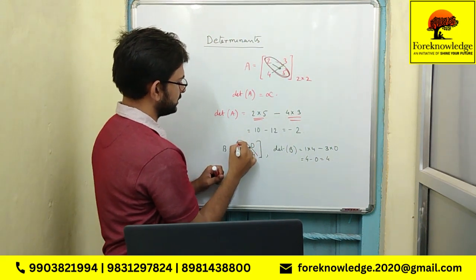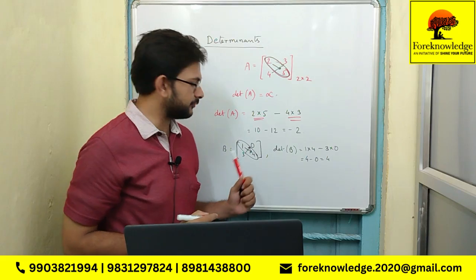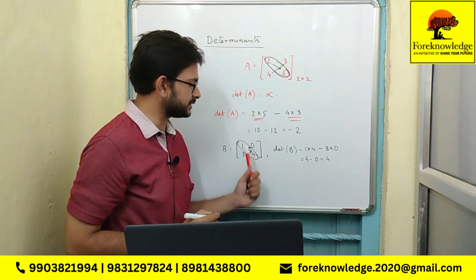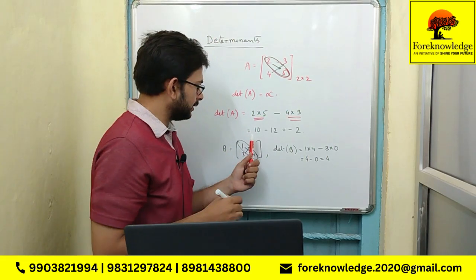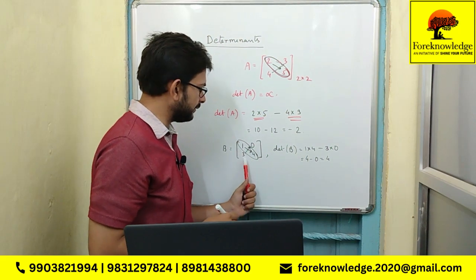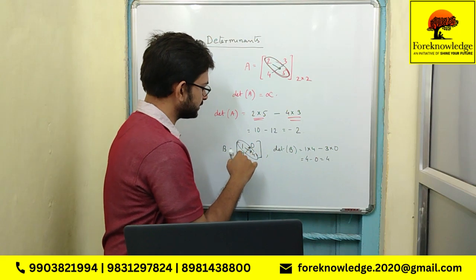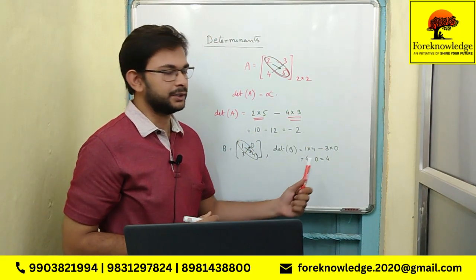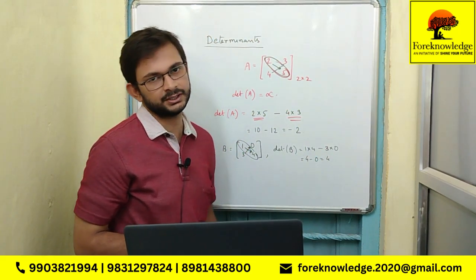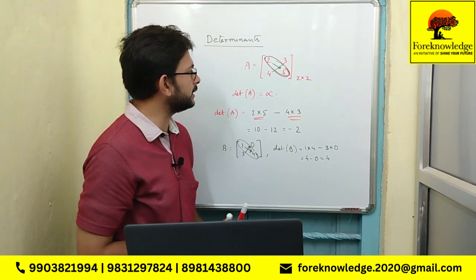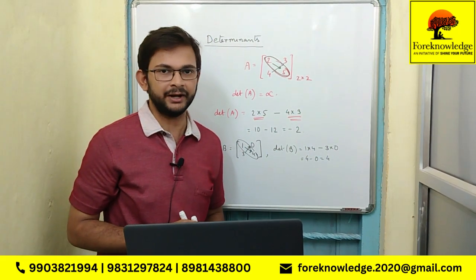In this case, this 1 4. First multiply 1 and 4, that means the elements in the principal diagonal. Then multiply the elements in the off diagonal. So principal diagonal minus 3 into 0. That is 4 minus 0, that is 4. Okay, that's how we find the determinant of a 2 cross 2 matrix.